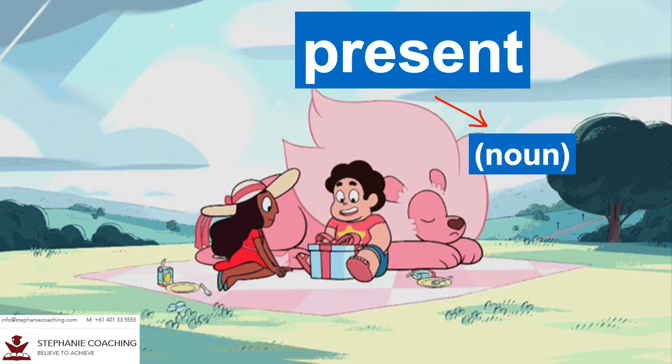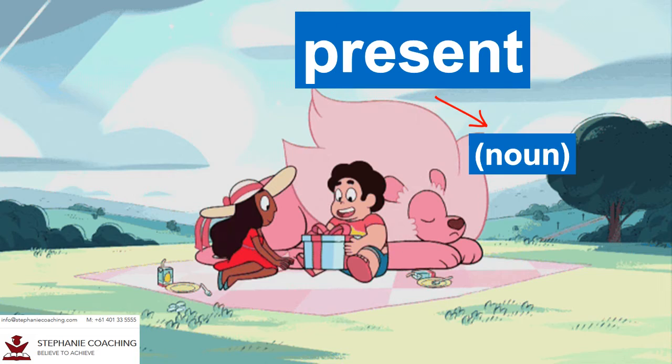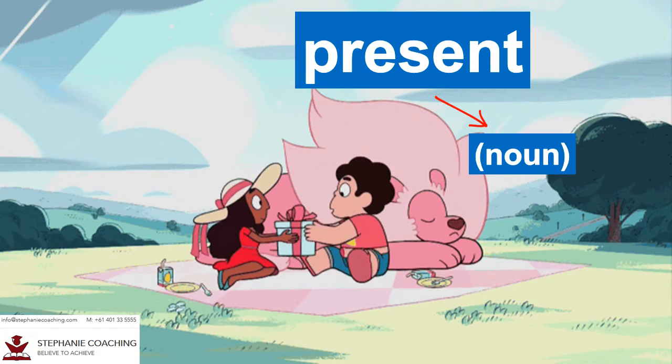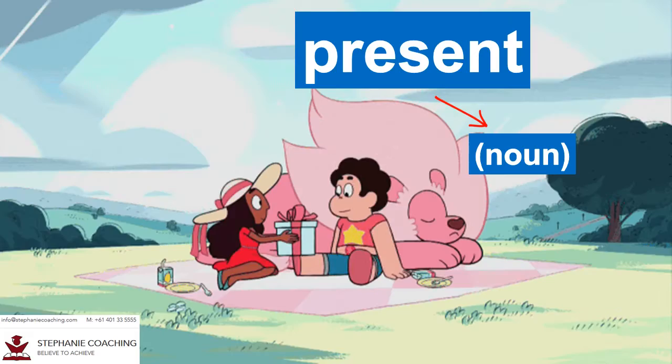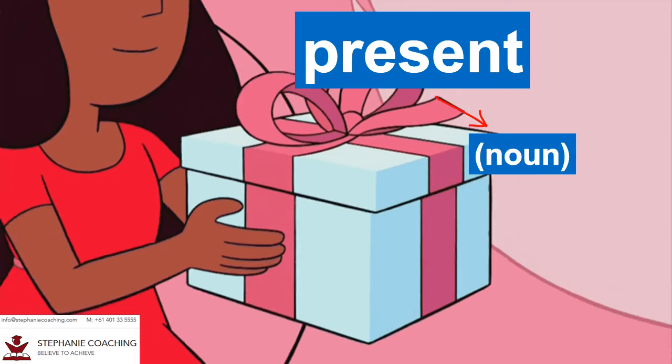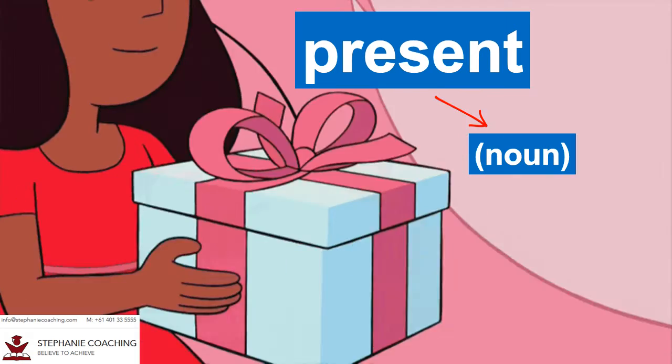Word number 21 is present or present. The word present or present can be pronounced in two ways, even though they share the same spelling. Firstly, a present is a gift. You normally give another person a present if it is their birthday or for Christmas.